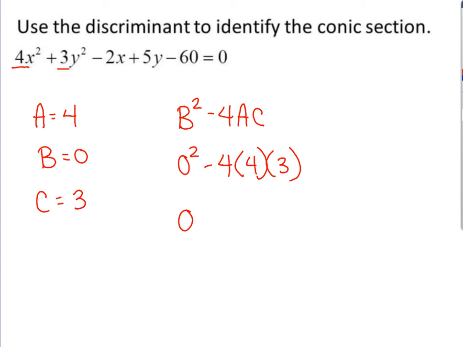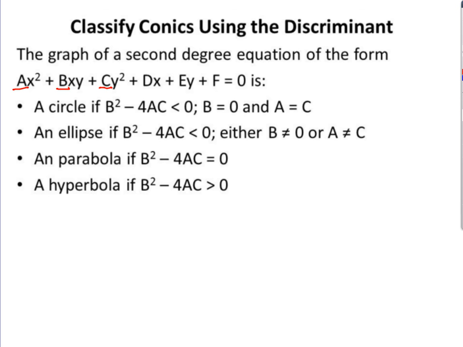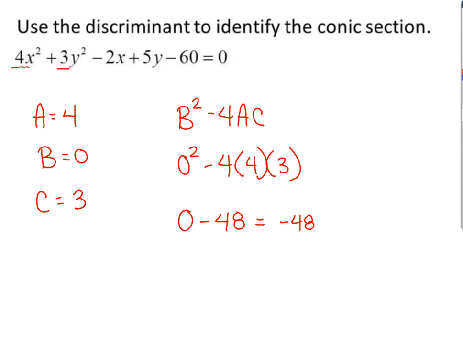0 squared gives us 0. Negative 4 times 4 times 3 gives you a negative 48. 0 minus 48 is negative 48. So if we go back to our rules, because this value is less than 0 and it's negative, it's either going to be a circle or an ellipse. But if we notice, our a and our c values are not the same. So since a does not equal c, this will be an ellipse.